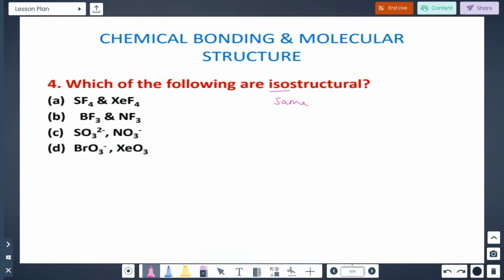Each and every one we have to find out. But I am going to find out only one, that is D. Just like this you can find out the other molecules also. You do it yourself. So I am going to find out BrO3 minus and XeO3. Are you following? First add the valence electrons. Fluorine, chlorine, bromine, iodine are all halogens. All halogens have 7 valence electrons. For bromine, only one bromine.